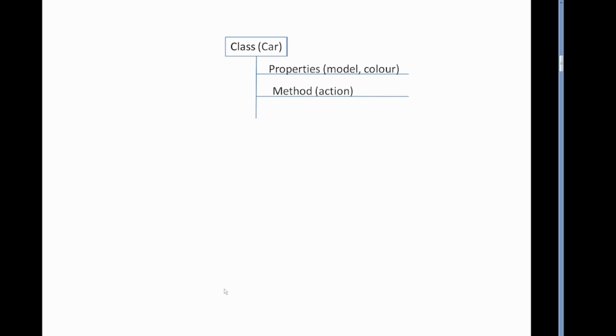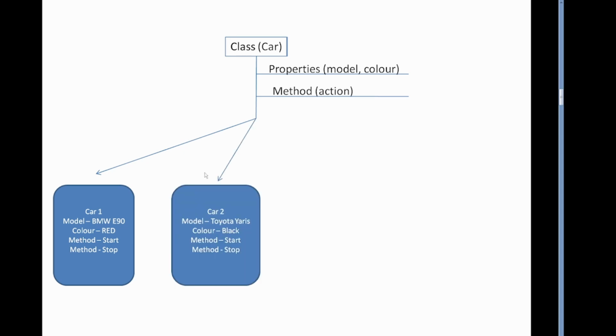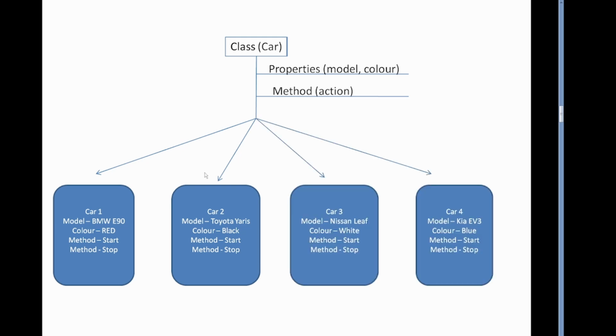We can now create instances of this class. So car1 is an object that we have created, and it has a certain number of properties and methods. So similarly, we can create car2 easily once we have declared our car class, and so on.